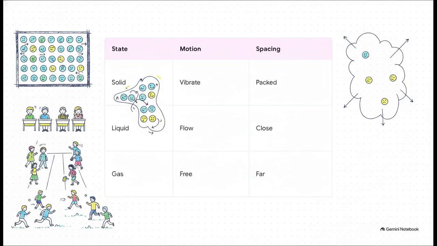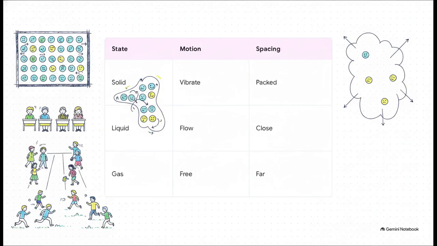Imagine you and your classmates sitting at your desks. You might be fidgeting or vibrating in your seat, but you're stuck in your specific spot, tightly packed in rows. That's a solid. Now for a liquid, the particles are still close together, but they can actually move past each other. This is kind of like when the bell rings and you're all walking through a crowded hallway. You're close to your friends, but you're fluidly moving past one another.